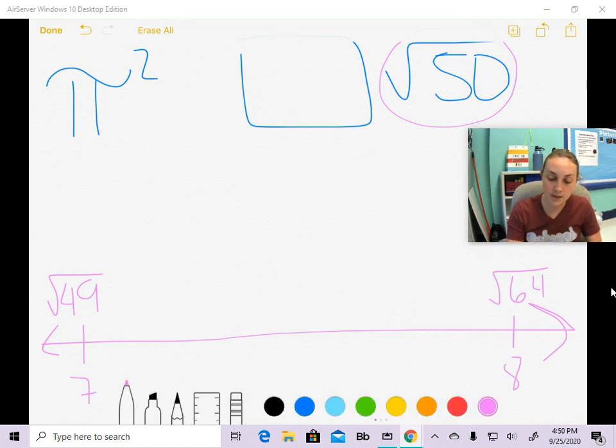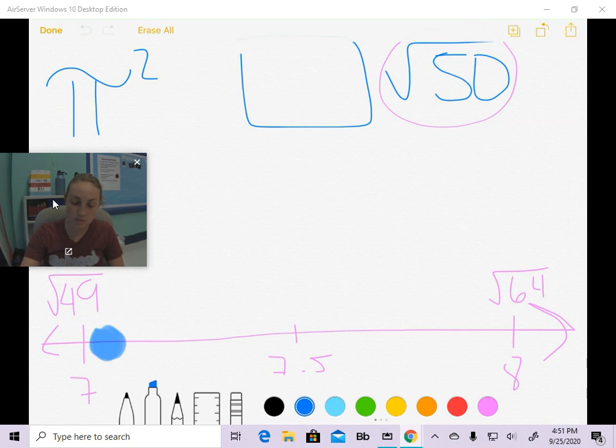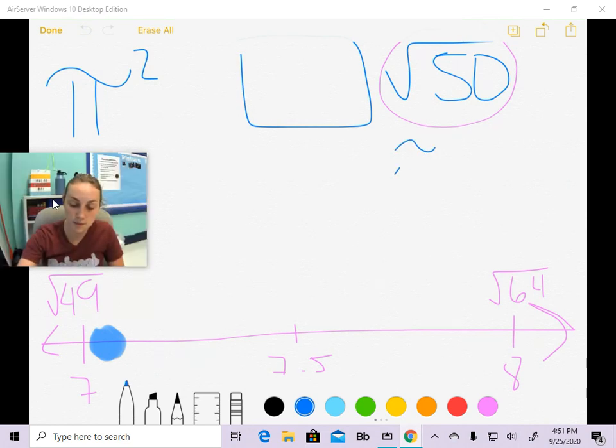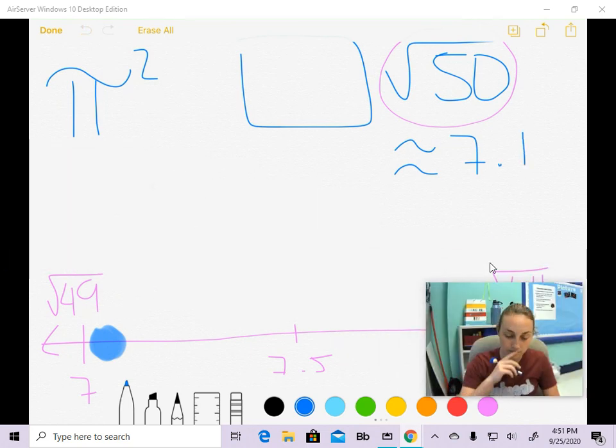Once you have 7 and 8 on there, we can go ahead and put 7.5 in the middle to help you out. But our next step is to figure out which 2 perfect squares it is so much closer to. In this particular case, the square root of 50 is going to be closer to the square root of 49. A good estimate for the square root of 50 would be approximately 7.1. So our decimal number for that is going to be around 7.1.